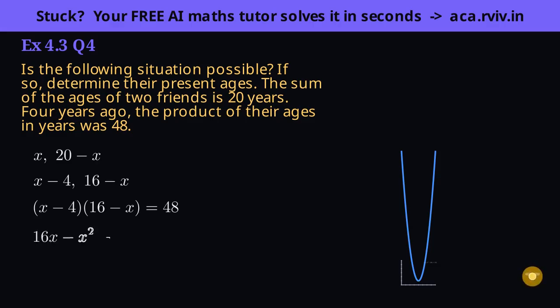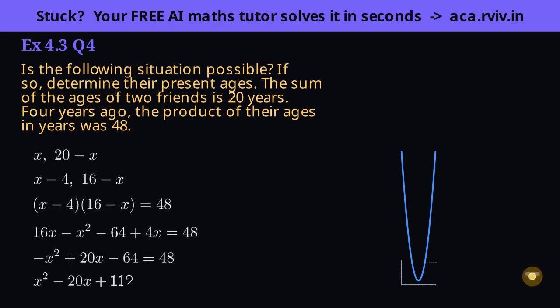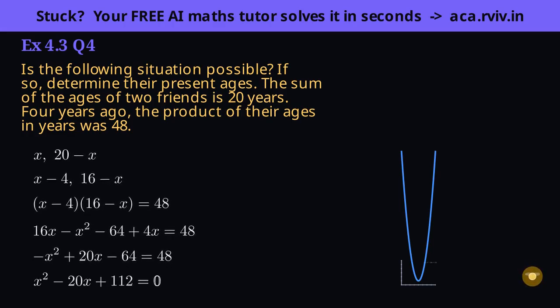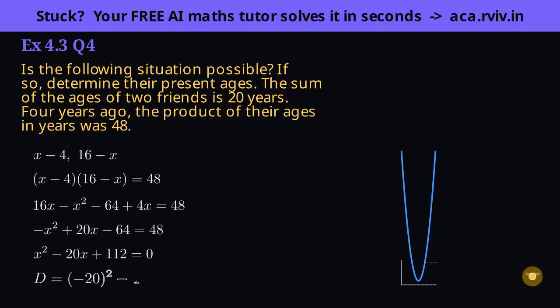Expand the brackets term by term, watching signs. Collect like terms, 16x plus 4x is 20x. Move 48 across and flip signs so x squared is positive, reaching standard form. Now the possibility test. With a is 1, b is minus 20, c is 112. Compute the discriminant.